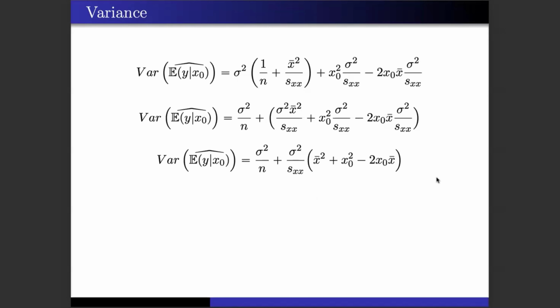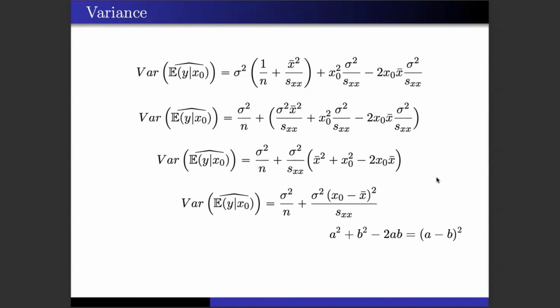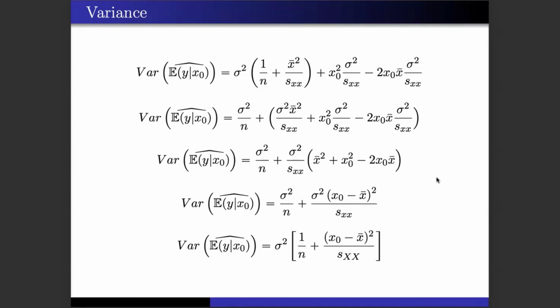And when we use this identity, the first term we would write as it is, and the second term we will write as sigma square times x naught minus x bar whole square divided by sxx. And at the end, we just factor out sigma square from both the terms, and we have a simplified version of variance of an estimate of expected value of y given x naught, which is equal to sigma square times 1 divided by n plus x naught minus x bar whole square divided by sxx.